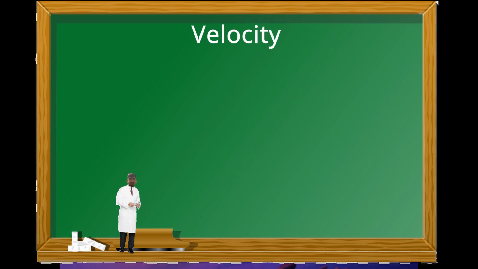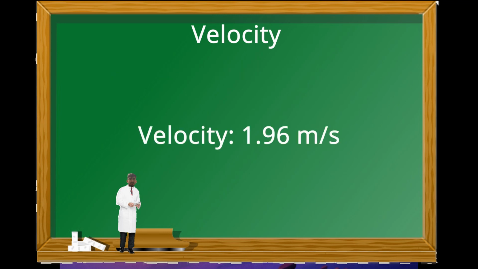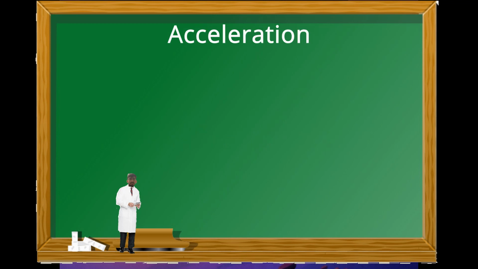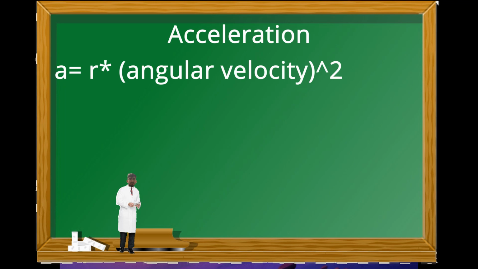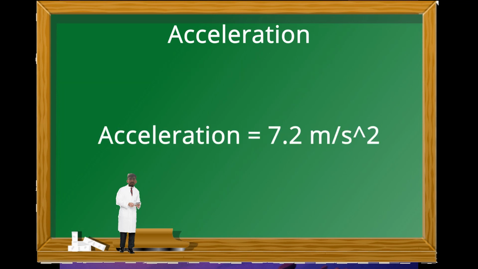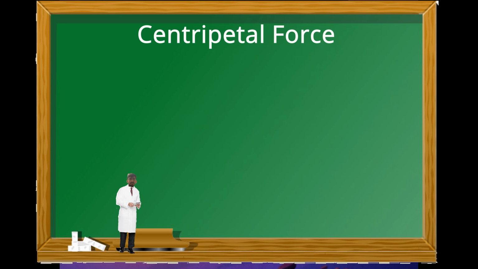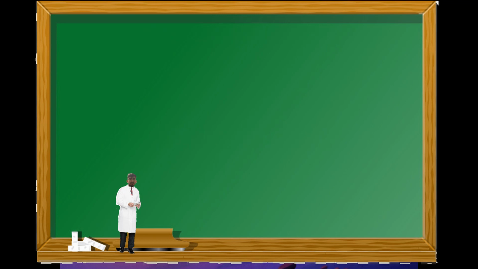To work out the velocity, we use velocity equals r, the radius, times the angular velocity, which gives us a value of 1.96 meters per second. Next is the acceleration. For this, we use acceleration equals the radius times the angular velocity squared, which gives us an acceleration of 7.2 meters per second squared. The centripetal force acting on the Among Us character can be worked out using force equals mass times radius times angular velocity squared, so the force would be 39.15 newtons.